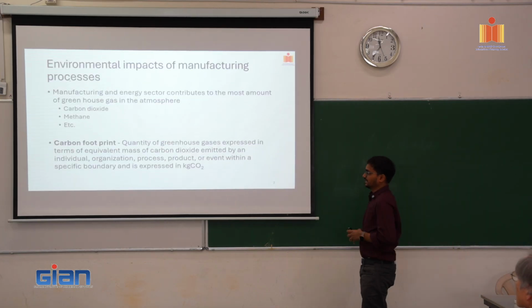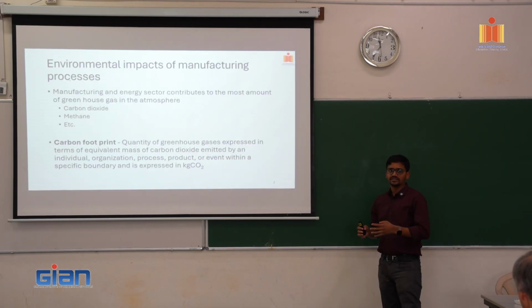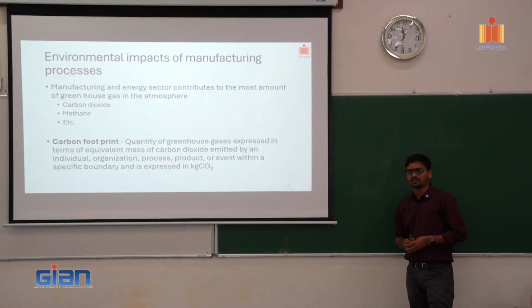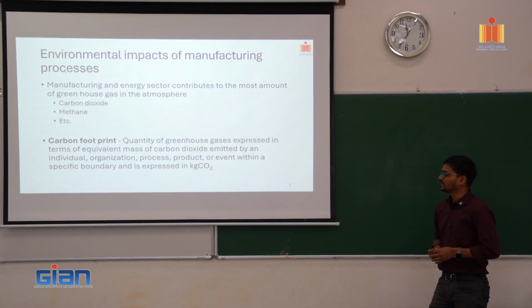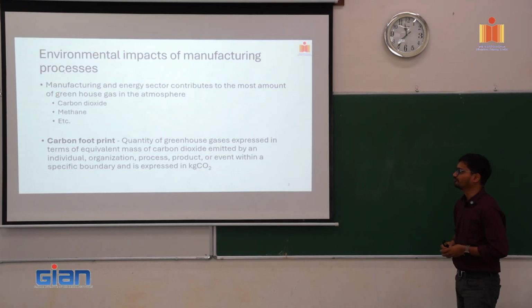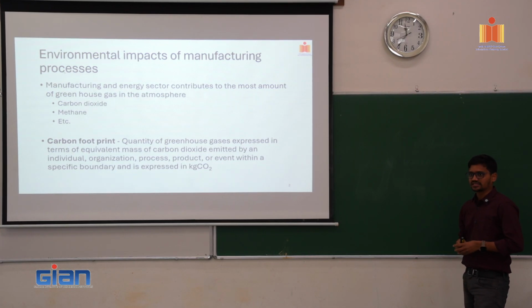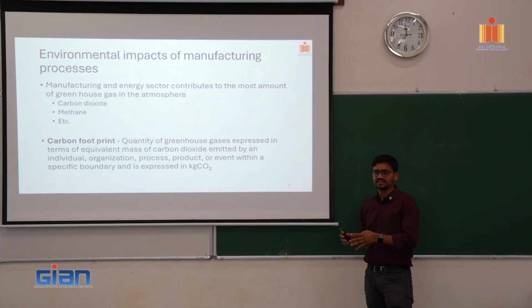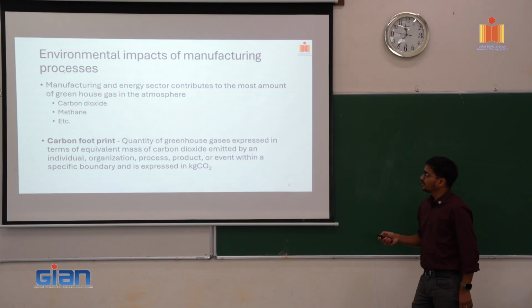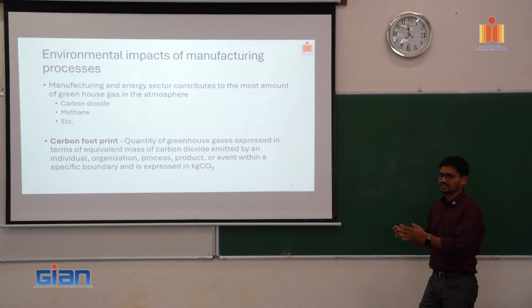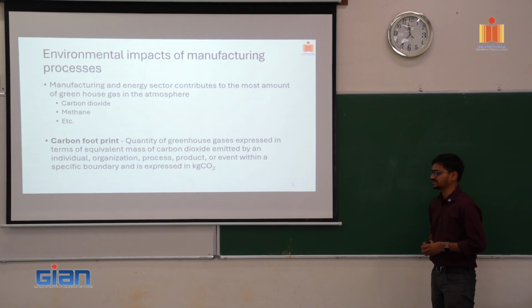Okay, so again, how do we quantify the energy footprint of a manufacturing process? It is typically given by the carbon footprint. This is a very popular way. Basically, how much of the greenhouse gas equivalent is being emitted from a manufacturing process. If we look at the typical greenhouse gases, carbon dioxide and methane are the most prominent.